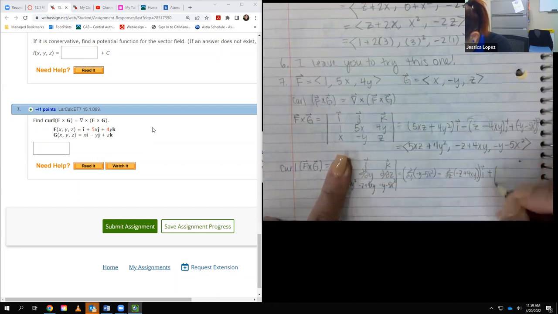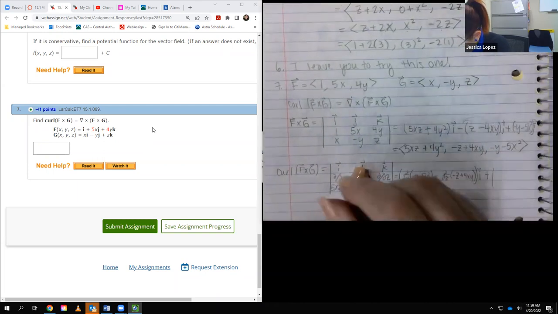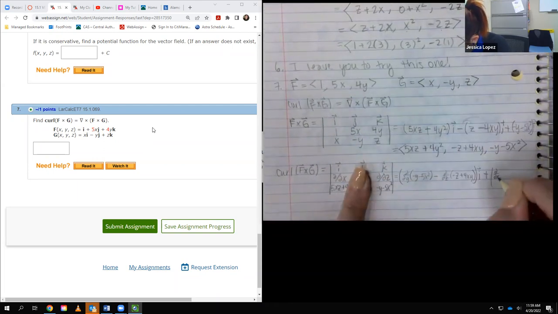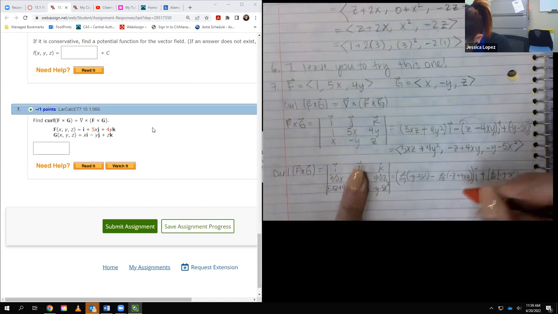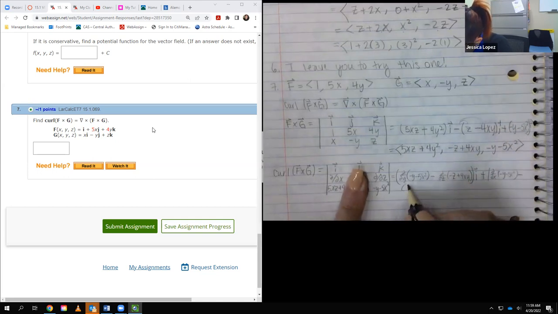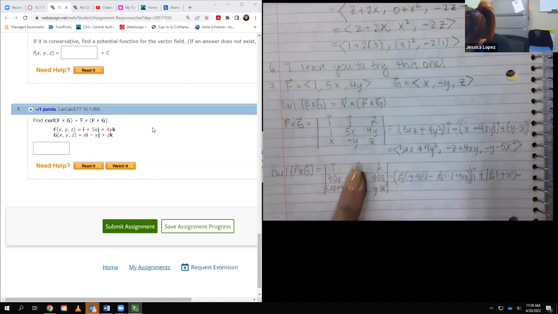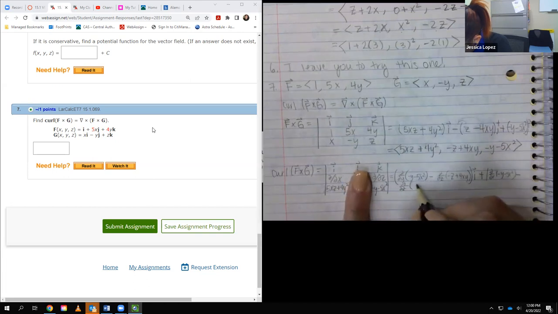component plus, now cover the j component. There we go. d/dx of negative y minus 5x squared, minus d/dz. Actually, I need to go all the way over to this front. d/dz of 5xz plus 4y squared. All of that is the j component.